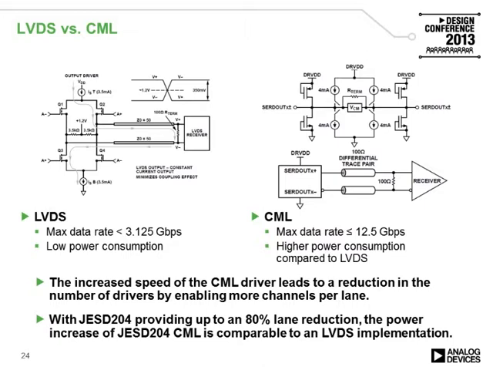Let's now look at the physical signaling layer, in particular the logic drivers. JESD204 uses current mode logic. If you compare these versus LVDS, you will see that they are similar. CML works up to 12.5 gigabit, however, it has higher power consumption compared to LVDS. The increased speed of CML driver leads to a reduction in the number of drivers by enabling more channels per lane. With JESD204 providing up to 80% lane reduction, the power increase of JESD204 CML is comparable to an LVDS implementation.